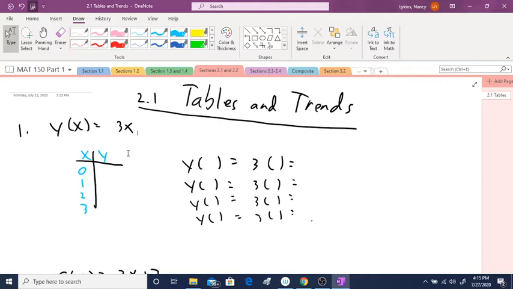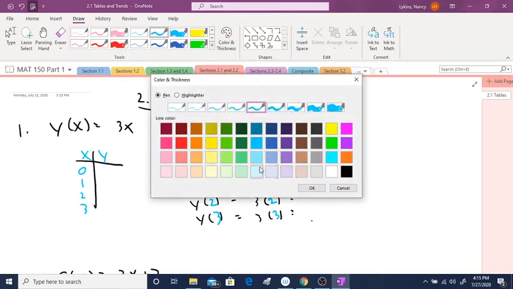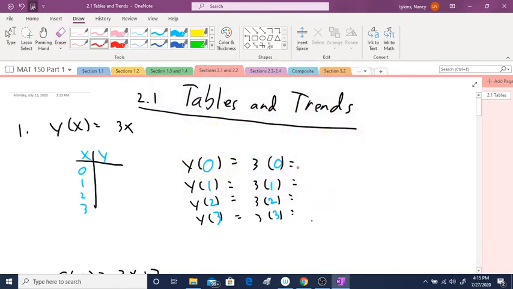What I always like to do, and I did this ahead of time to save some time, is y in parentheses equals 3 in parentheses. That means I'm going to substitute each of these values, 0, 1, 2, and 3. That means 3 times 0, 3 times 1, 3 times 2, 3 times 3. So what are these values?